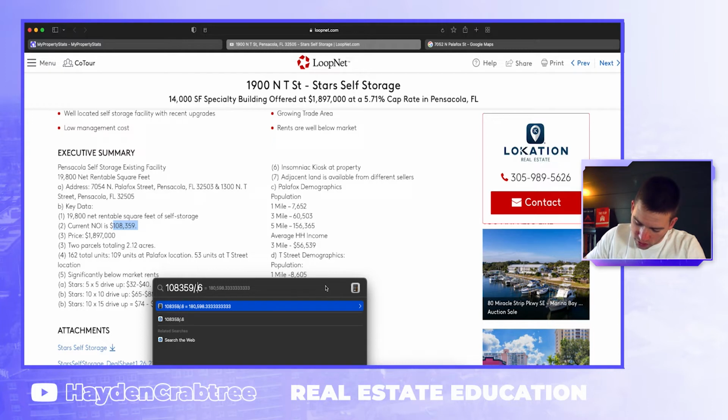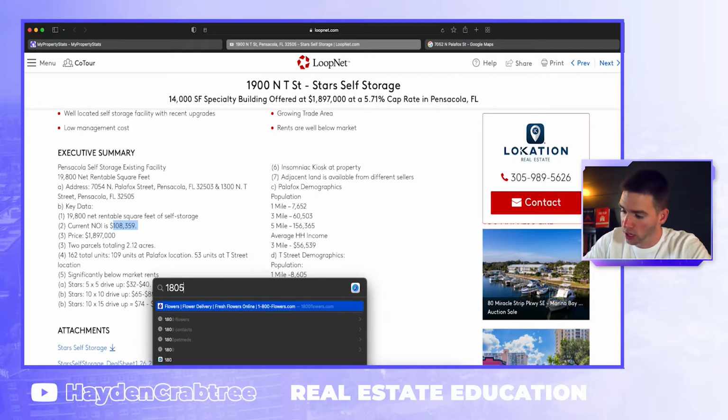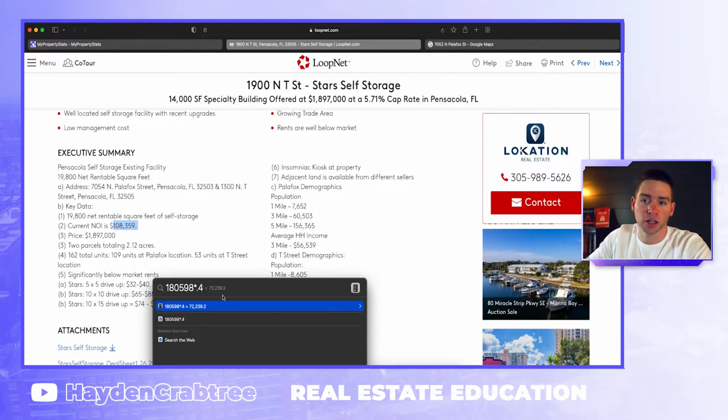So 180,598. And if we were to take that 180,598 and multiply it by 0.4, which would be a 40% expense ratio, my operating expenses would be 72,000 and my NOI would be 108,000. So we got that right. So 180,000, let's go plug that in.